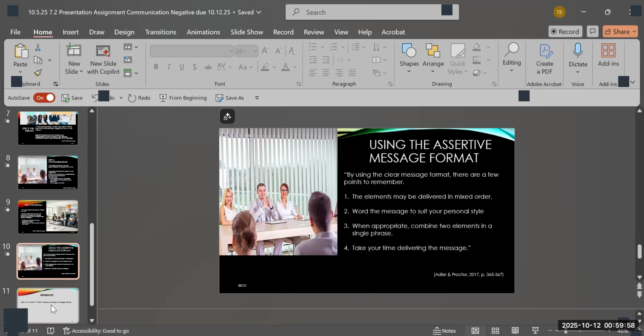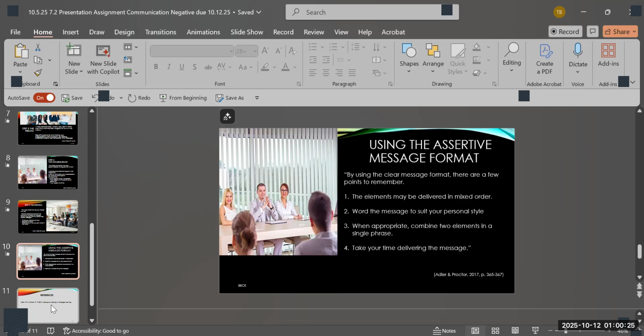Using the assertive message format is important, and these steps are not set in stone, per se. You don't have to use them directly in a step-by-step process. The elements may be delivered in a mixed order. There are a few points to remember. Word the message to suit your personal style.